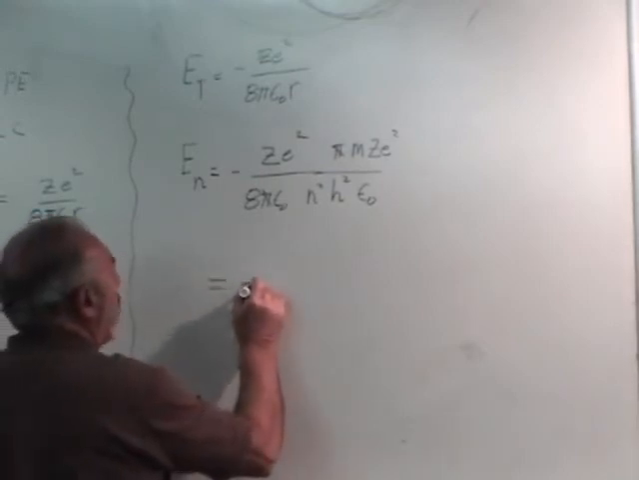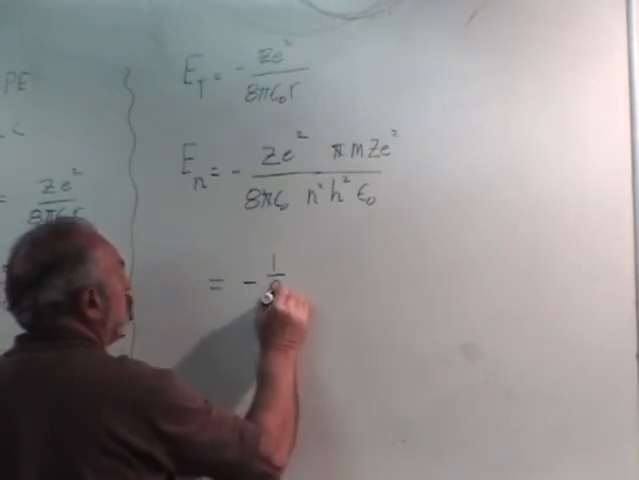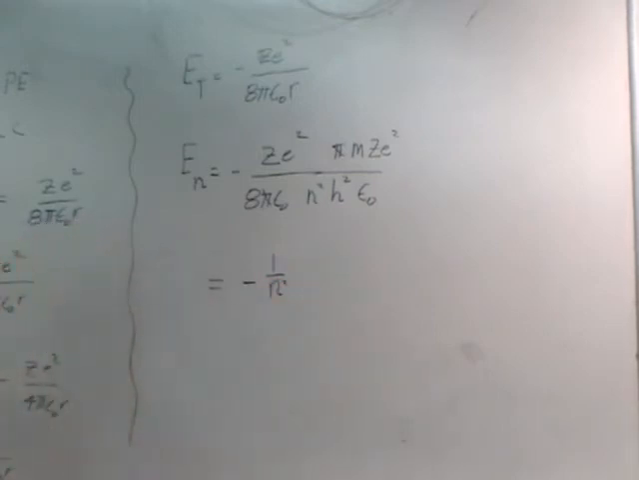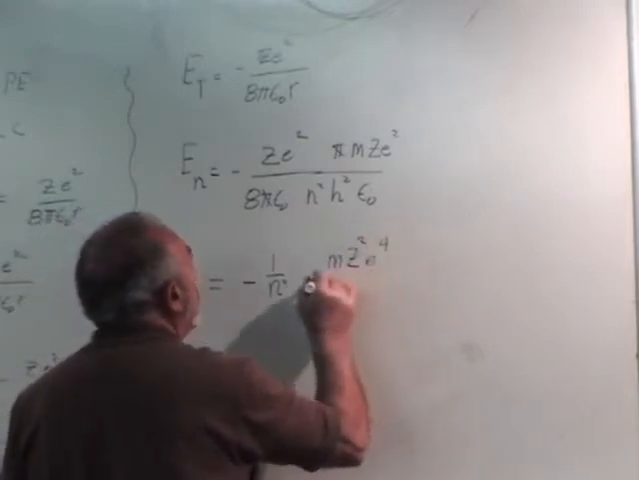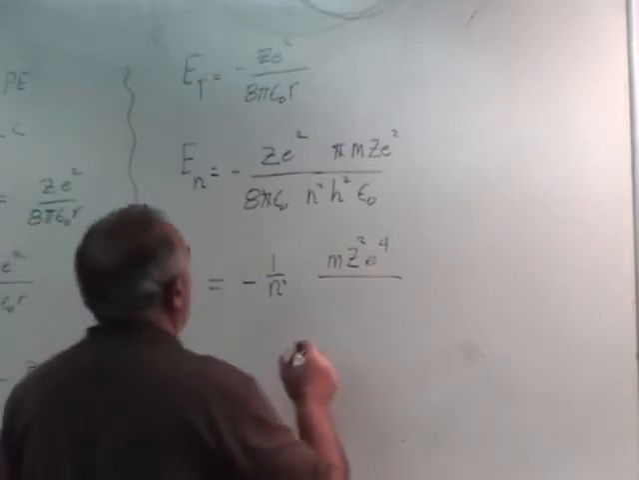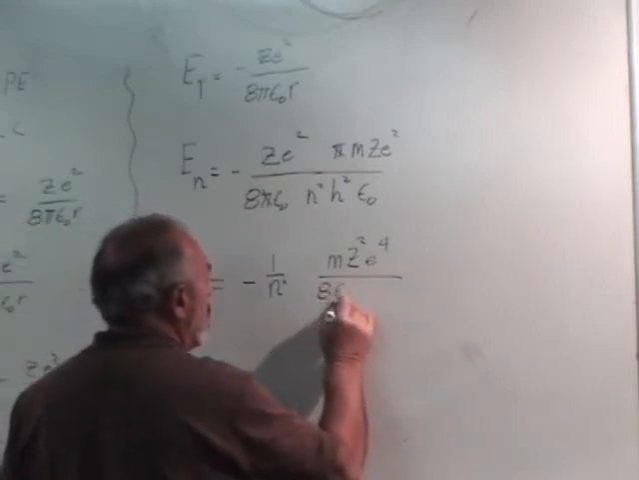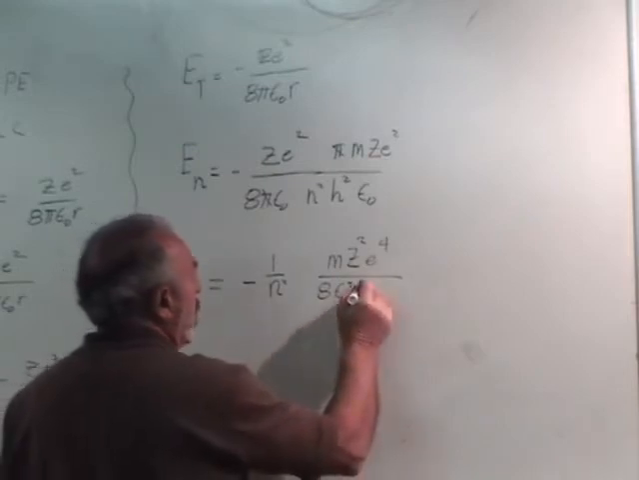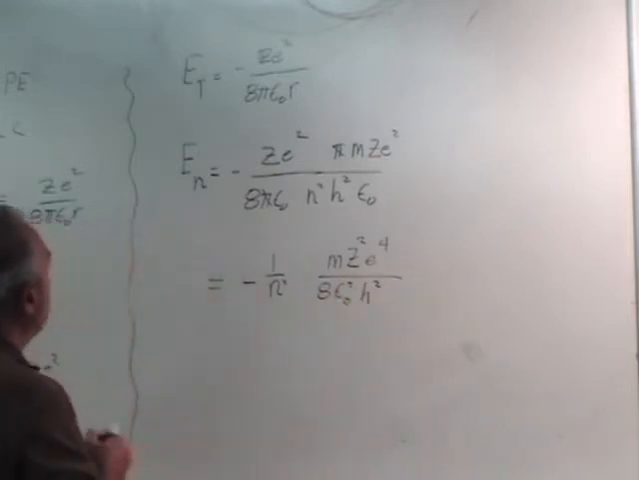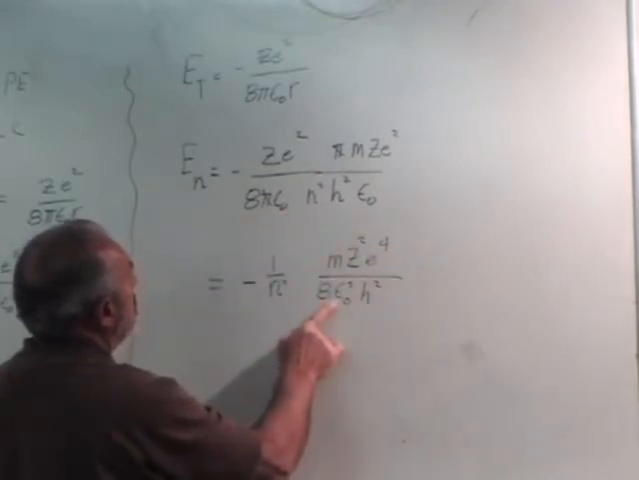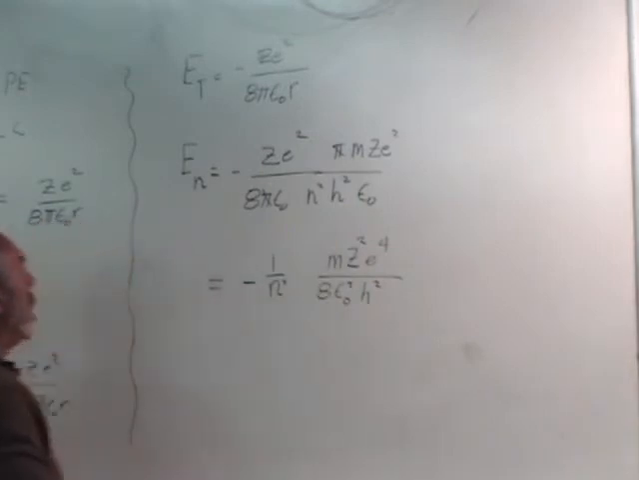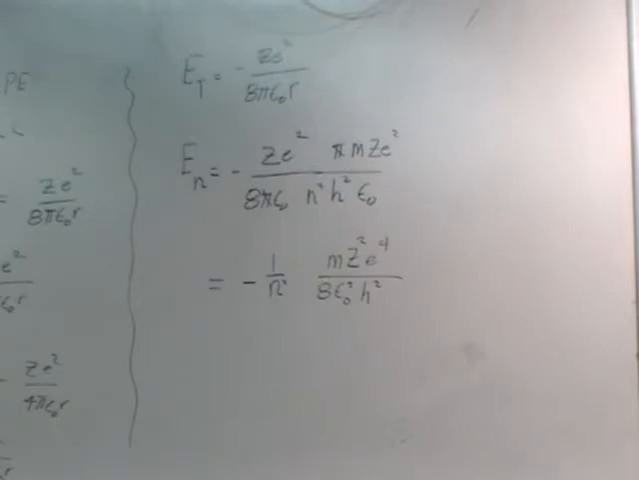So now I'm going to write this as minus 1 over n squared. I'm going to take that quantum condition out. On top we have m Z squared e to the 4th, divided by 8 epsilon naught squared h squared. I think I've taken care of everything here. Now there's the 8, there's the epsilon naught squared, the n squared, and the h squared. Aha! We now have an expression for the allowed energies in a hydrogen atom.